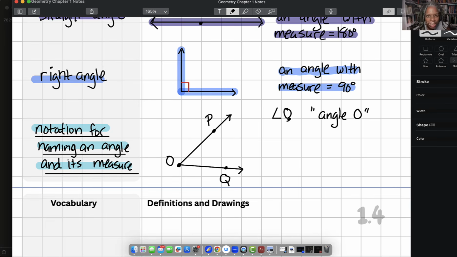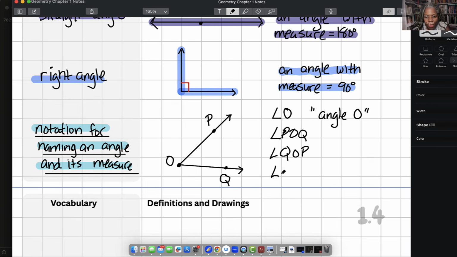It's only sometimes I can name an angle with one letter. Generally, I'm going to use three letters. So in this case, I'm going to use POQ. This is another way of naming this angle. I can call it angle POQ. I could also call this angle QOP. I cannot call it anything else.